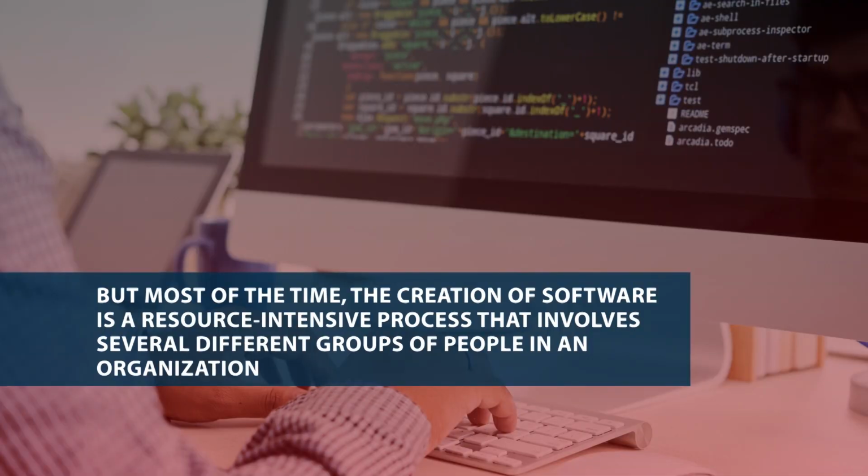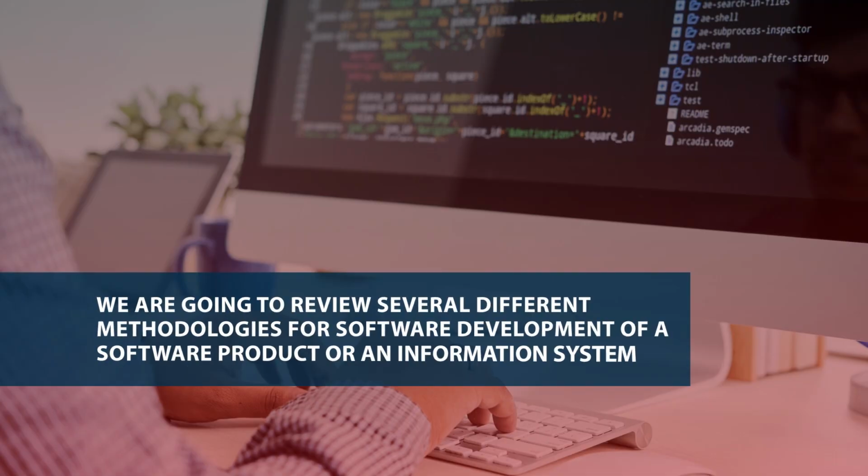In the following presentation, we are going to review several different methodologies for software development of a software product or an information system. In the earlier session, we had talked about the information system and its applications. So, in this particular session, let us concentrate on how these information systems are developed.